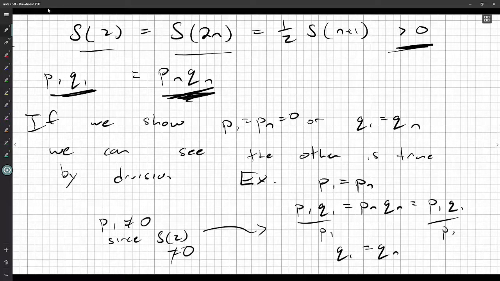So, as long as I can show one of the statements they want is true, the other one must be true. And so we are free to then focus on P1 equal Pn, or maybe Q1 equal Qn. I don't think it actually matters which one, though. Again, you can make some sort of symmetry argument, because if you answer the question for Q, you change all the P's to Q's, Q's to P's, and your argument should still work.